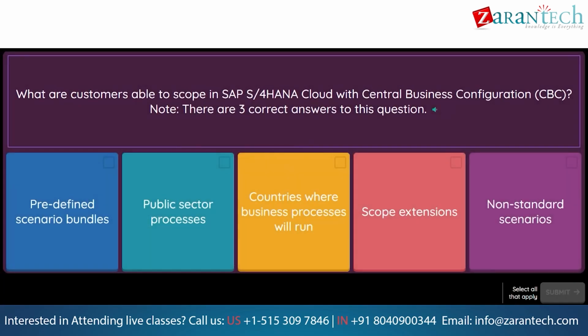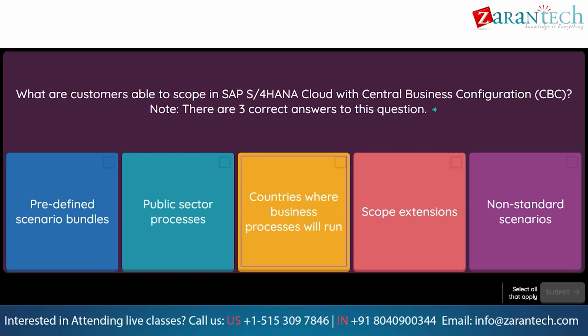Question: what are customers able to scope in SAP S/4HANA Cloud with Central Business Configuration, CBC? Note: there are 3 correct answers to this question. Option 1, predefined scenario bundles. Option 2, public sector processes. Option 3, countries where business processes will run. Option 4, scope extensions. Option 5, non-standard scenarios.